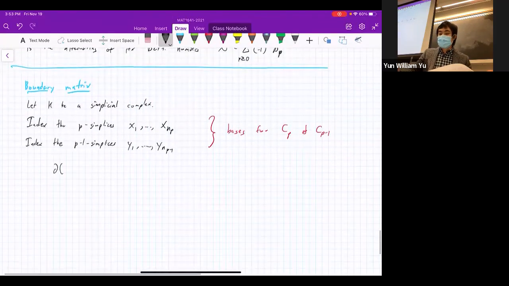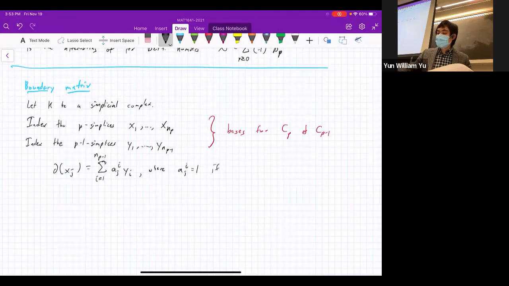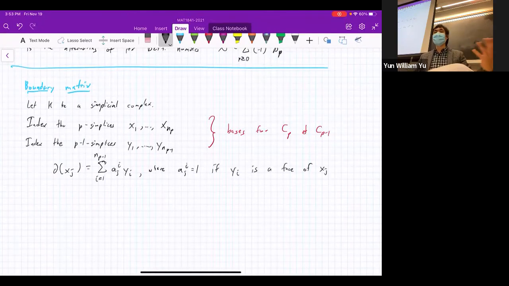Well, then we can write out the function. Let's suppose we had some x_j. Then d_p of x_j is just equal to the sum over i equal to 1 to n_{p-1} of some coefficient a_{ji} times y_i, where a_{ji} is equal to 1 if y_i is a face of x_j, and a_{ji} is equal to 0 otherwise. Here the x_j's are p-simplices. Okay, so this encodes the math that we're doing with the boundary operation.